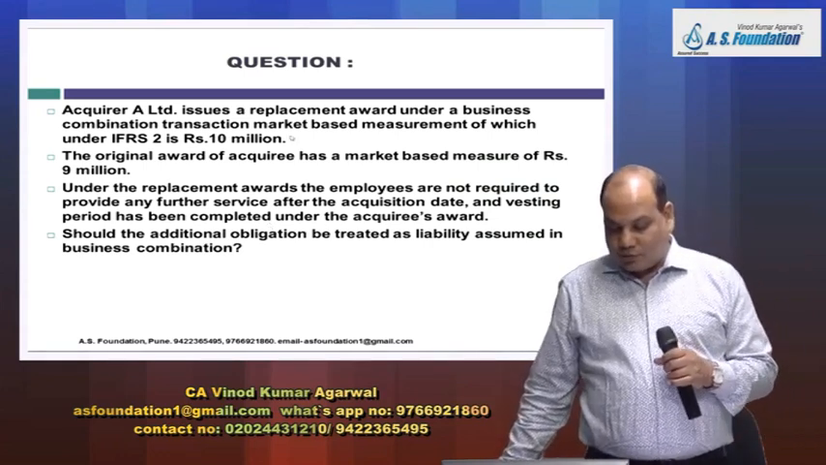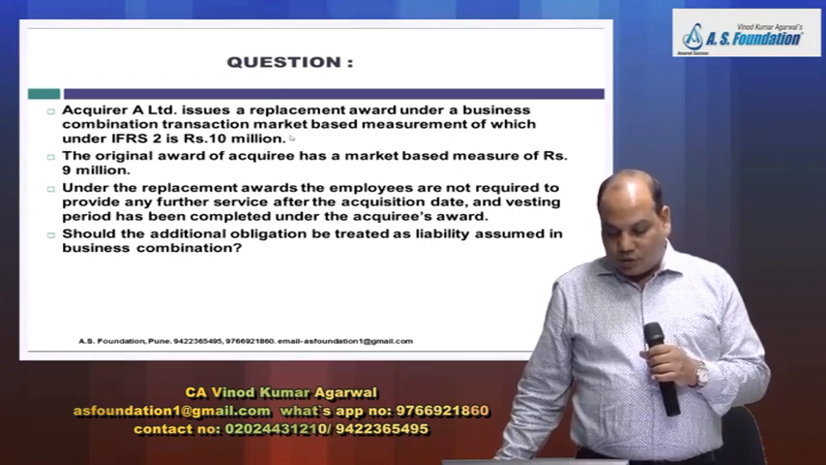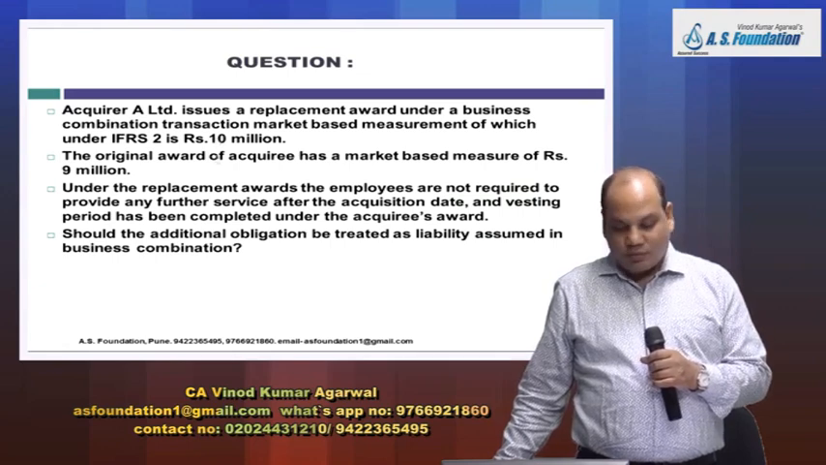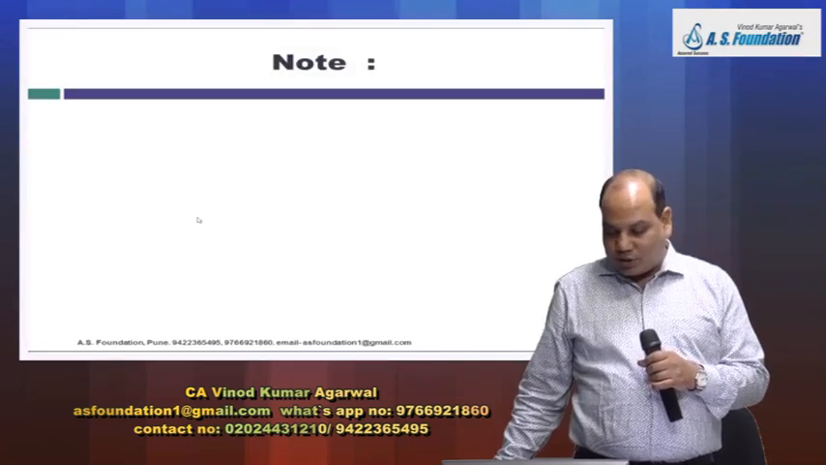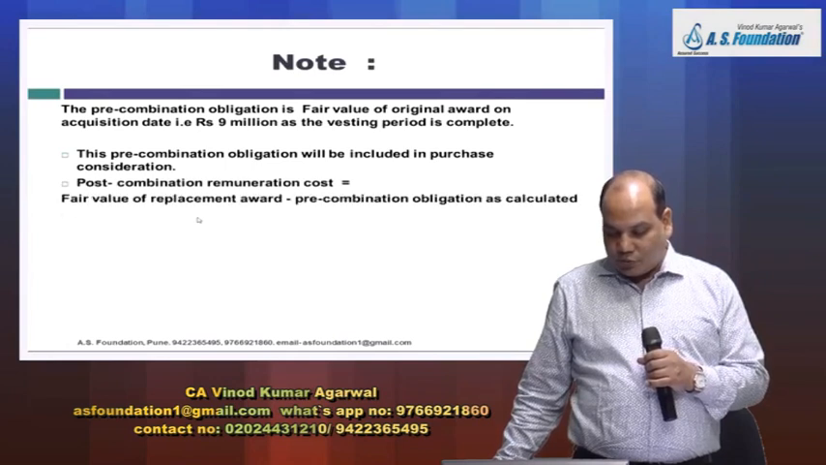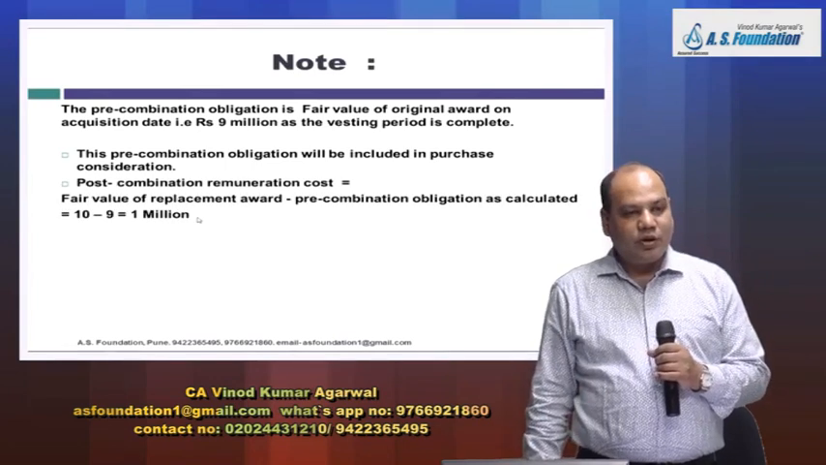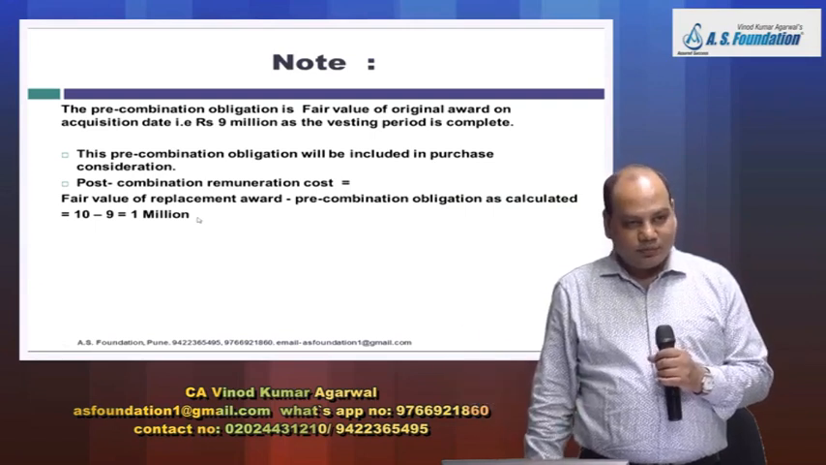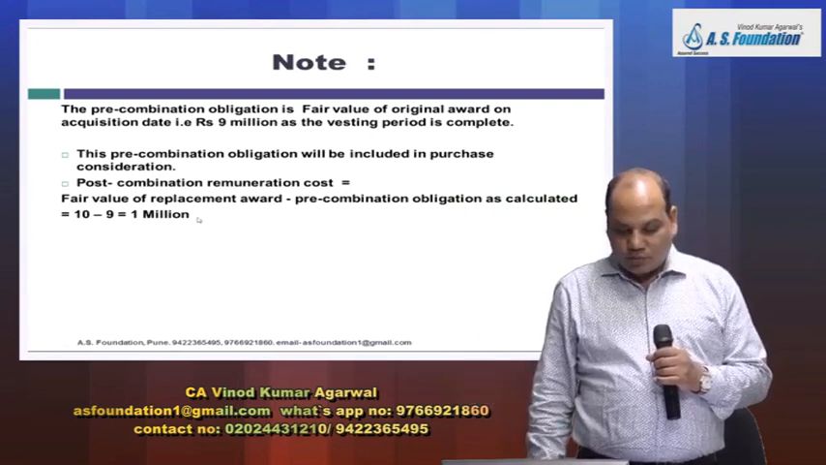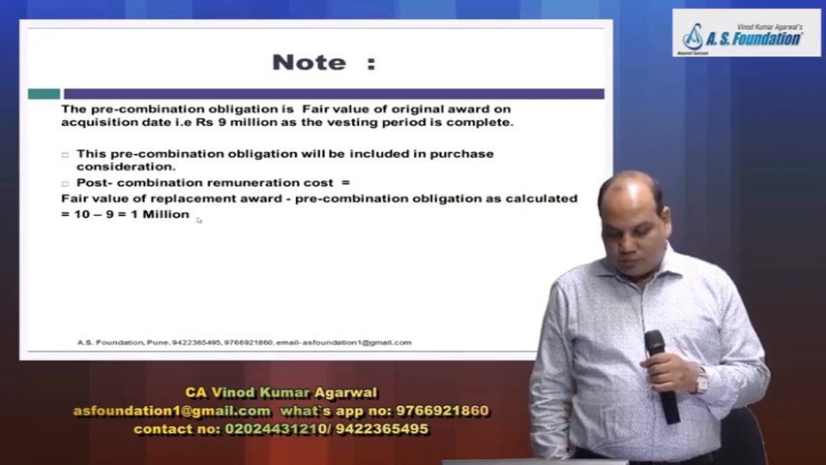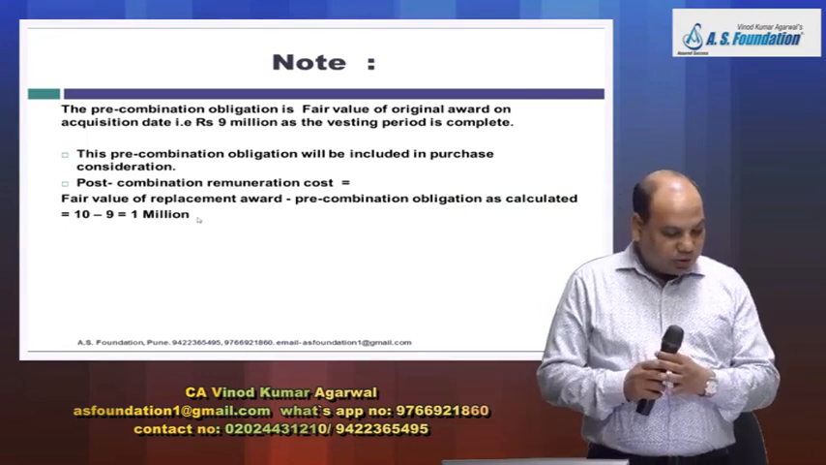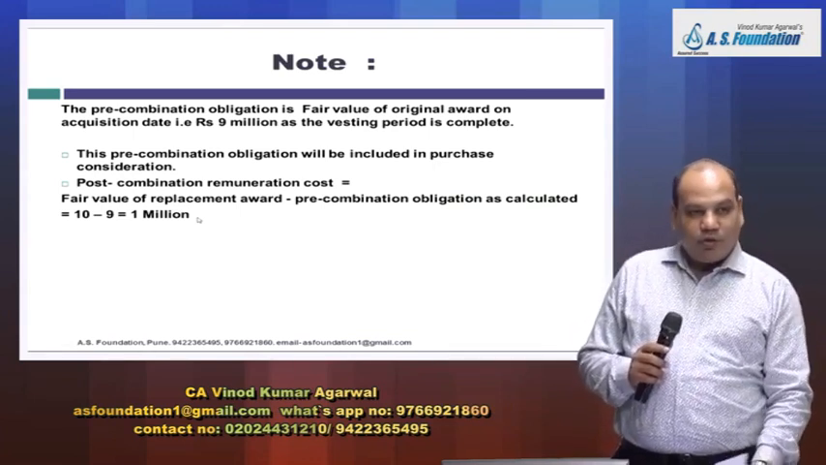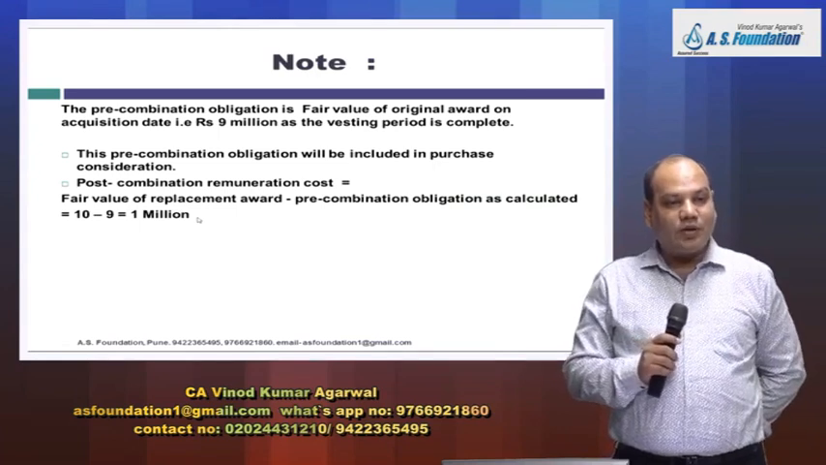But the fair value of the replaced award is 10 million. So what you are paying is 10, and what you are accounting as pre-combination expense is 9. So where will that 1 million be treated? That 1 million will be treated as a post-combination expense. So write down. This is what was mentioned also somewhere, that sometimes even after the vesting period is complete, we may have to recognize additional expense.